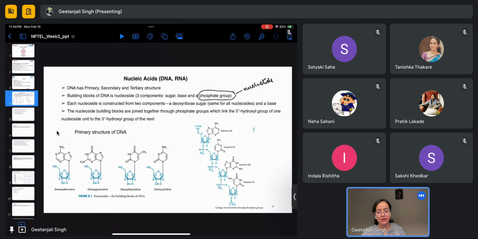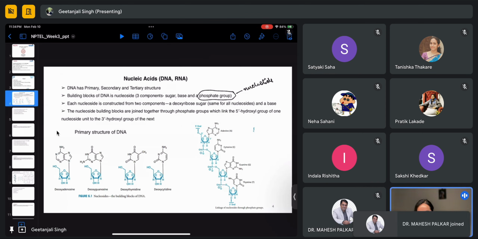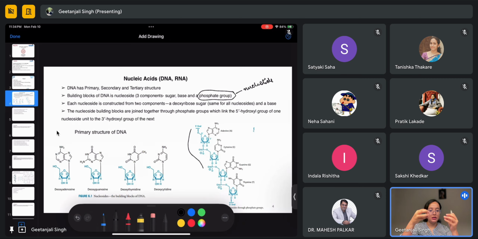thymine and cytosine. A nucleoside with sugar is called, as you can see on the screen, deoxyadenosine when it has adenine attached to it, guanosine when guanine is attached to it, thymidine when with thymine, and vice versa. So when phosphate group is present in it, it's called nucleotide. And basically, the joining of this bond is through phosphodiester bond. You can see here this bond, and this bond is what joins all these building blocks of nucleoside together, and they form the primary structure of DNA.